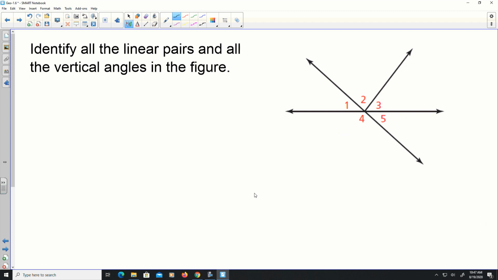Here, they want us to identify all the linear pairs and all the vertical angles in the figure. Okay, so let's look at the linear pairs. Linear pairs are anything that can get us to 180 and also are adjacent angles. So 1 and 4 are a linear pair because they've got the straight line, they have the common vertex, they have a common side. And that is the only linear pair, I believe. Yes, because angles 1, 2, and 3, yes, they do add up to 180, but they are not a linear pair.